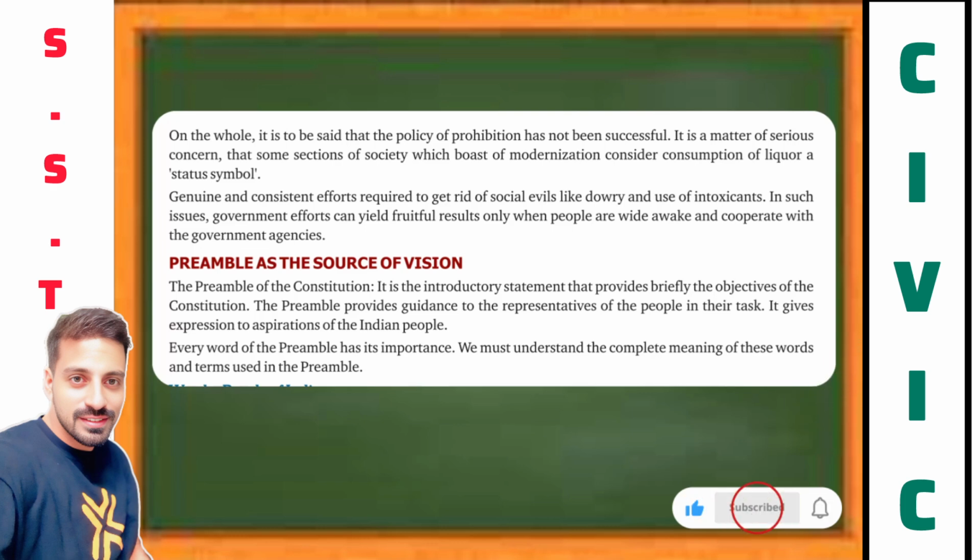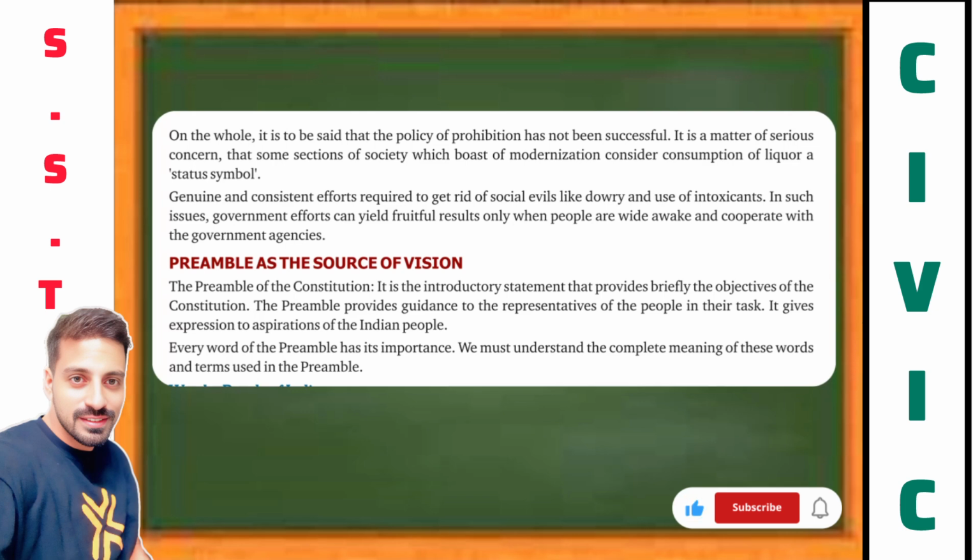It is a matter of serious concern that some sections of society which boast of modernization consider consumption of liquor a status symbol. Genuine and consistent efforts are required to get rid of social evils like dowry and use of intoxicants. In such issues, the government's efforts can yield fruitful results only when people are wide awake and cooperate with the government agencies. Preamble as the source of vision.